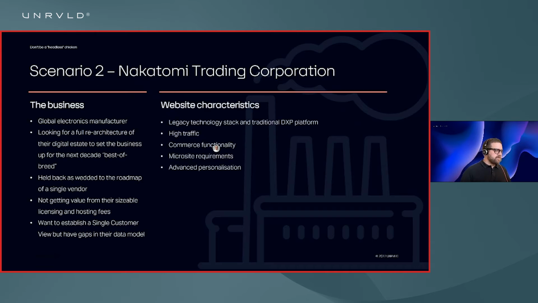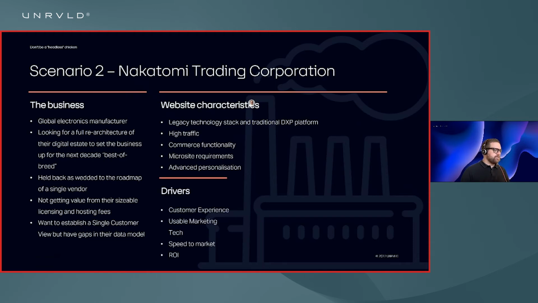So the website characteristics of this one: its legacy technology stack, like I said, the traditional DXP. They get high traffic, which means that they have some performance problems when they get to those high traffic events. They have some commerce functionality on the site, microsite requirements for spinning up campaign sites, etc. And they like to do advanced personalization to tailor the experience.